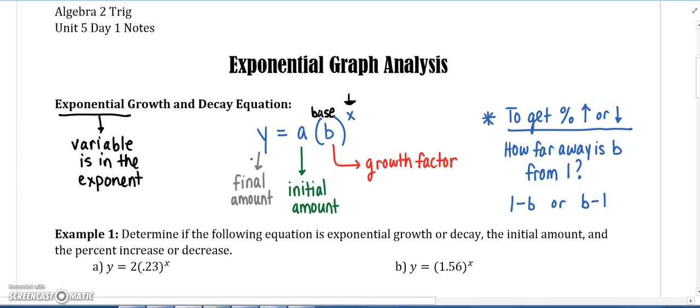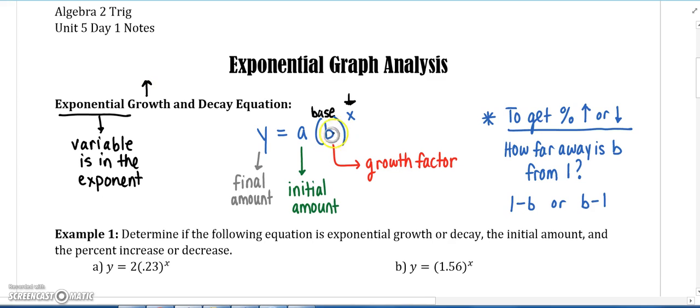We're going to be looking for a few different things in the next question. Number one, we're going to figure out if it's growth or decay, because remember, we've got those two different kinds of things. We're going to find the initial amount and the percent increase or decrease. Let's start with whether it's growth or decay.